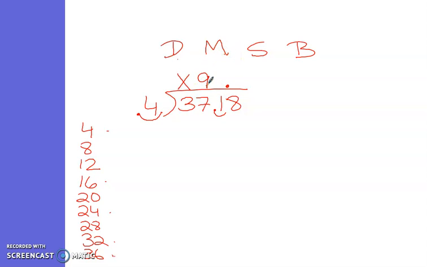Now multiply. 9 times 4. I don't know that. That's why I have the list. After multiply is subtract. What do you get when you subtract? And then most of you are good with the next step, which is bring down. Okay? So now I'm starting back over with division.